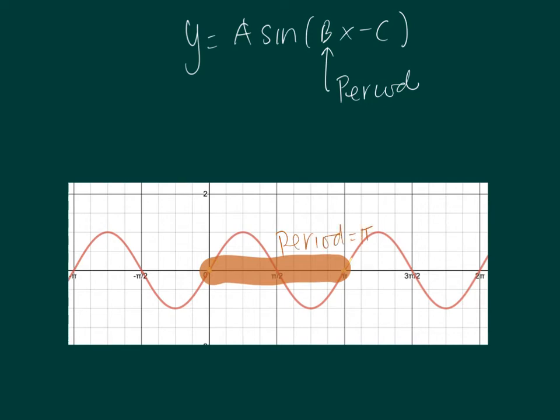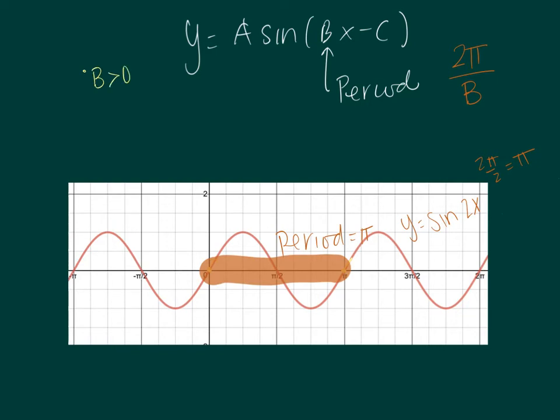So what b does is that it modifies the period of our function. So we do this by taking our normal period, which is 2 pi, and dividing it by b. So this is actually the graph of y is equal to sine of 2x. We can see then that 2 pi divided by 2 is equal to pi, which gives us our period. Some important things to note.